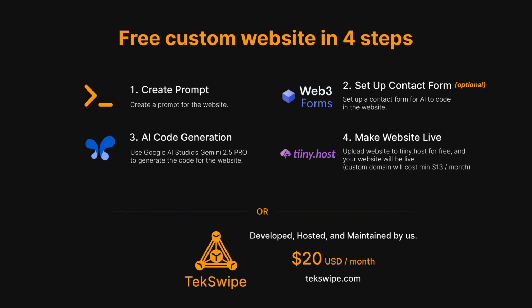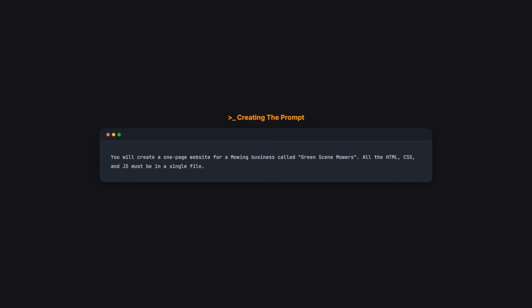Now, without further ado, let's start with the prompt. First, we'll tell the AI to create a one-page website for our mowing business, which for this example, we will call Green Scene Mowers, and specify that we want all the code in a single file so it is easy for us to copy and paste.